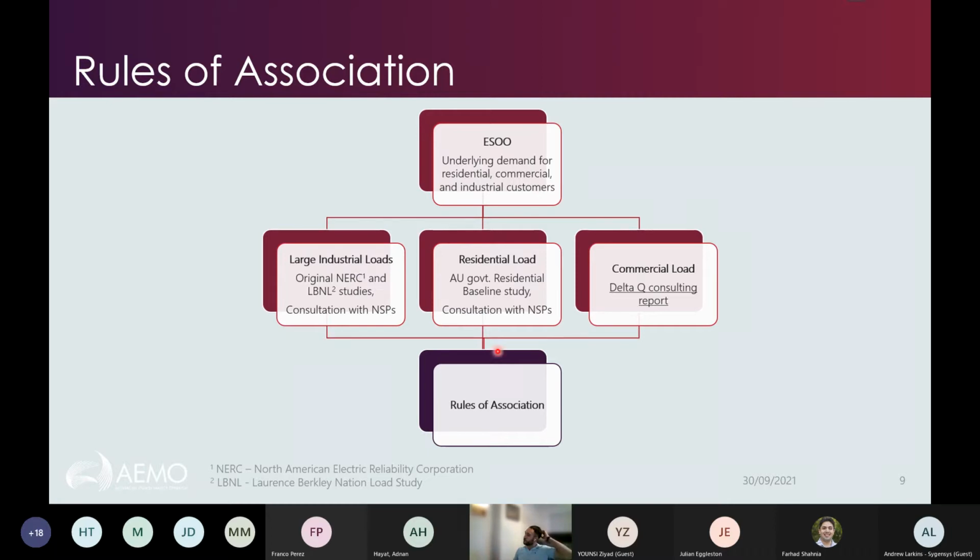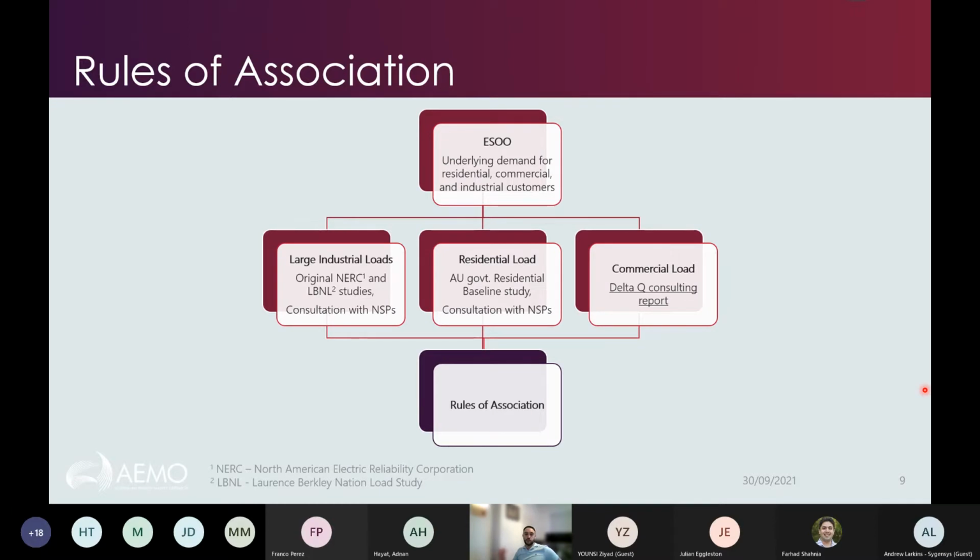So that's industrial loads. We use the NERC documentation and Lawrence Berkeley studies in consultation with NSPs. For residential loads, that was an interesting one. We used data from a 2014 Australian government residential baseline study, where they broke down all the loads that we would typically see in a household, and on a per region basis, what proportion of each load makes up the total energy consumption of a household per region. And we also tweaked those rules of association in consultation with NSPs and with new findings from our consultants.